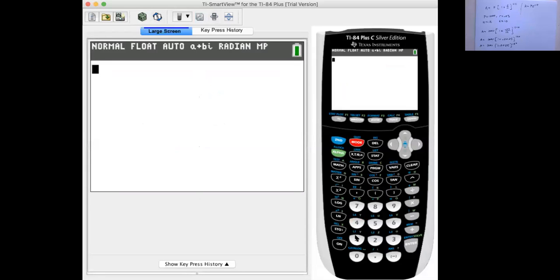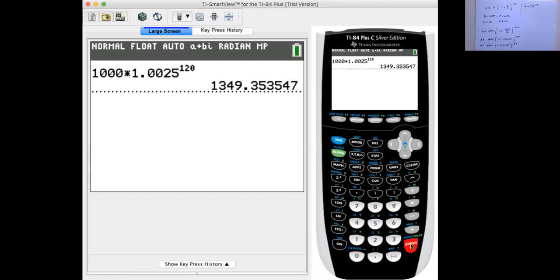And we have 1,000 times 1.0025 raised to the 120. And we get 1349.35. We'll round that to the nearest penny, 1349.35.